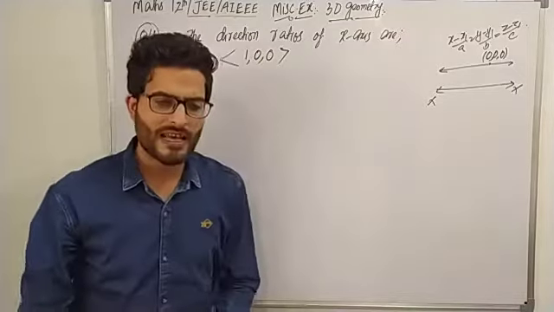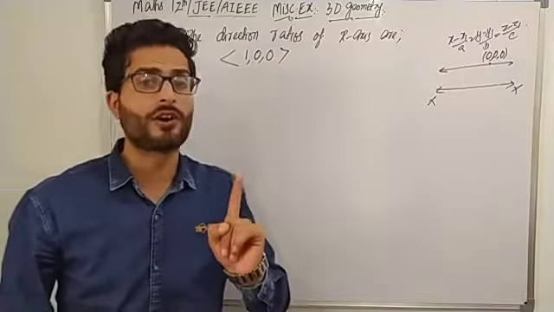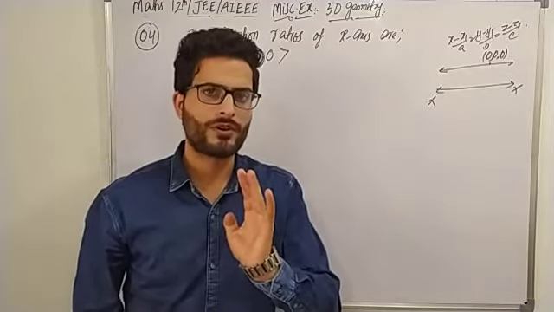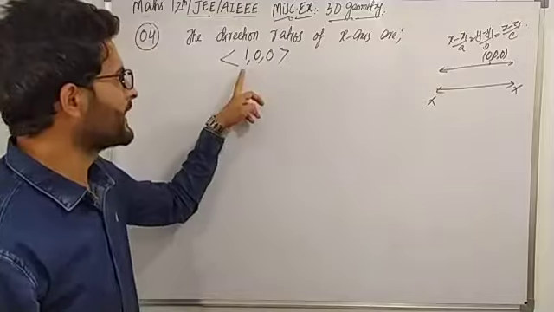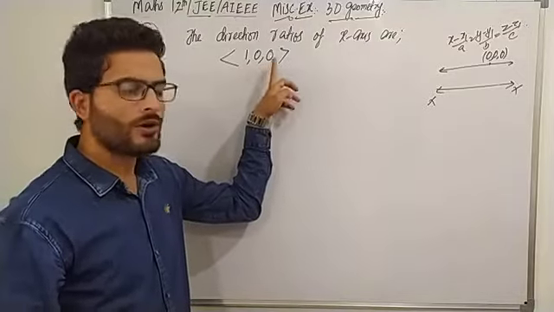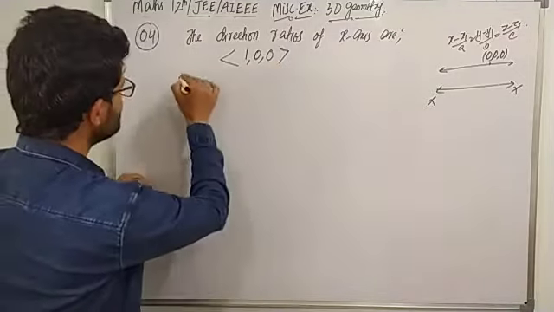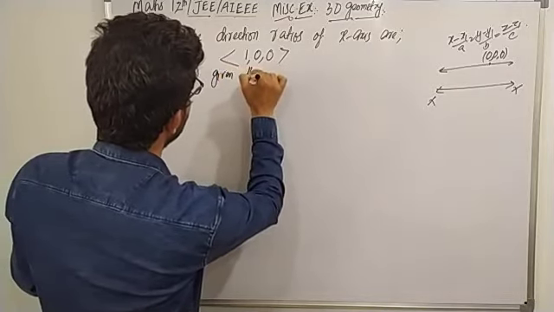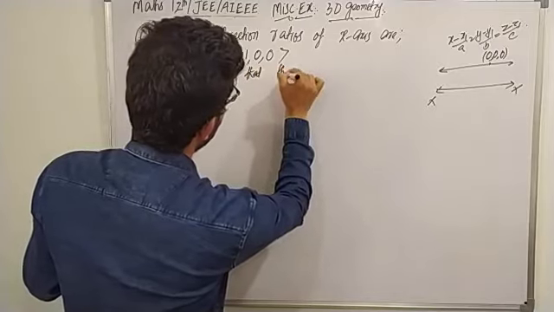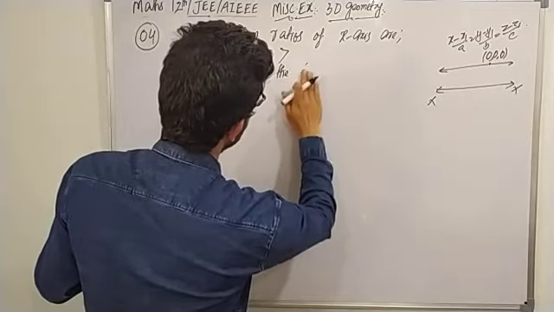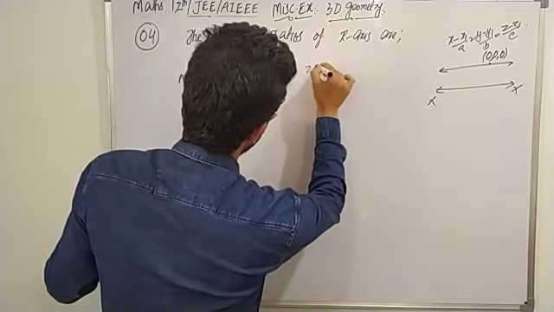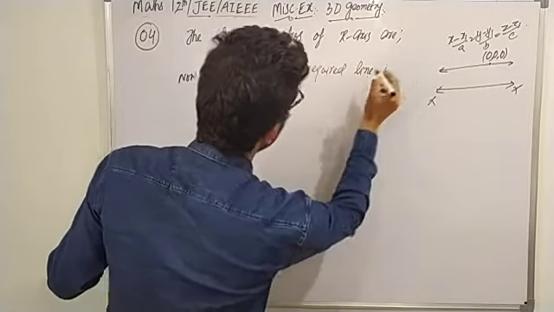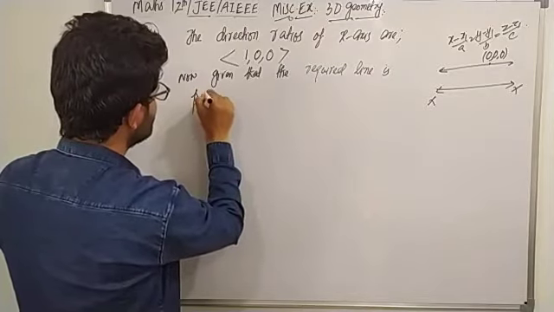Because all the points which are lying on x-axis have their x coordinate, but y coordinate 0 and z coordinate 0, right? So इसके direction ratio क्या बनेंगे? 1 0 0. Now, given that the required line is parallel to x-axis.